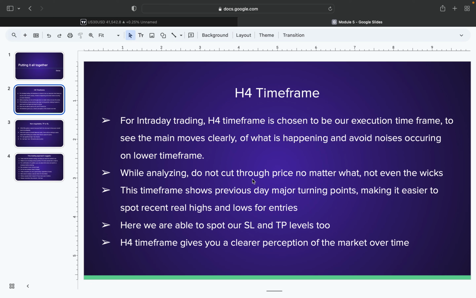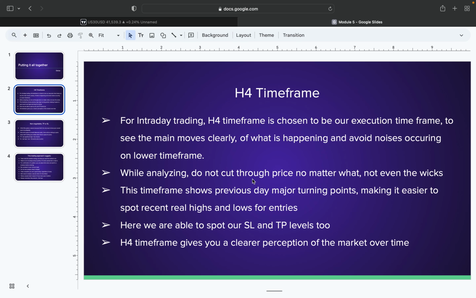Now, the truth about this H4 time frame: the more you go on, the more you realize that the H4 time frame gives you a clearer perception of the market over time. I've seen it a lot trading this approach on Dow Jones especially. You would get to see a clearer perception of the market. You get to understand what the market is doing. Where is it going? Is this a false move? This H4 time frame is giving you every single thing, and most times it makes things easier for you. So it gives you a clearer perception of the market.